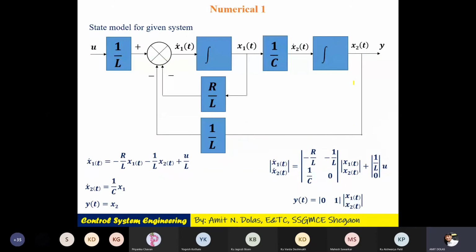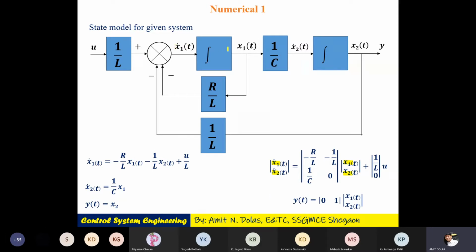Then we may draw the state space model. And once you draw the state space model, the numerical is over. Now, first of all, look at this block. What do we need? We need four things. Two states, that is x1 and x2. I will not say t every time. And x1 dot and x2 dot. So you just focus on it.